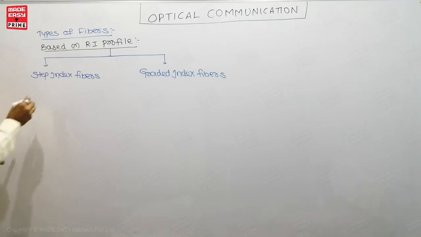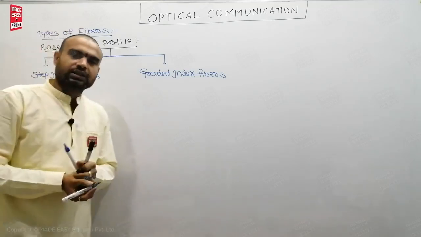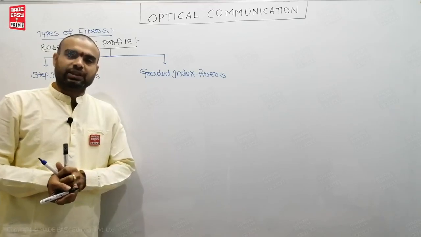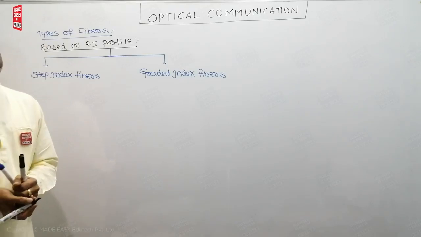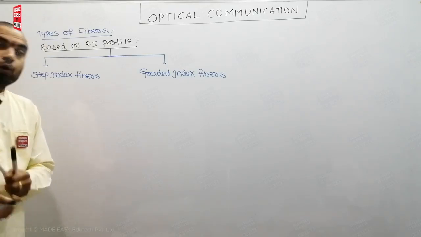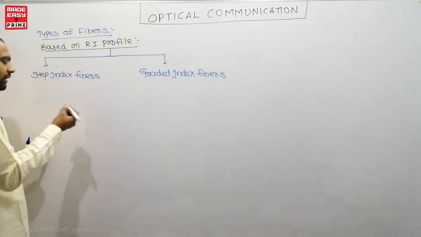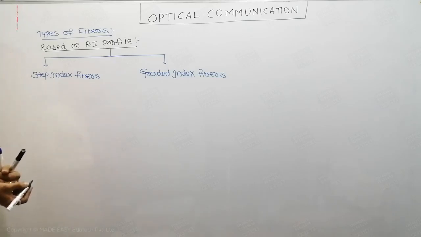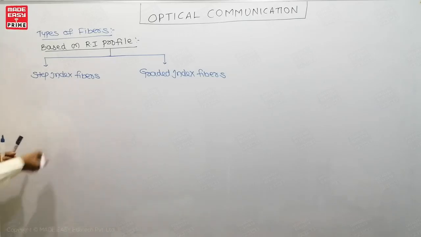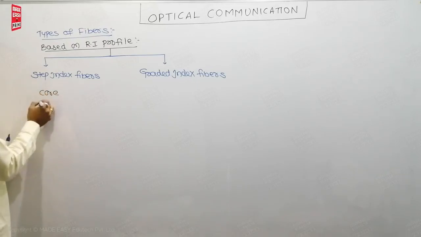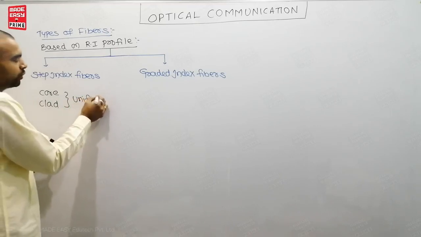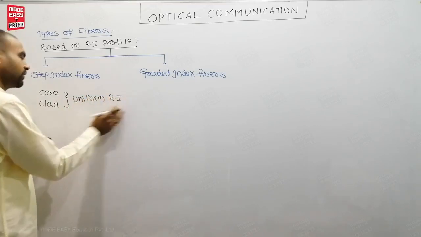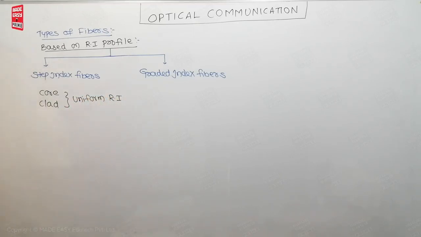The fiber is called a step index fiber because the refractive index looks like a step. If the refractive index is uniform throughout the core and cladding, core and cladding both having the same uniform refractive index, then they are called step index fibers.